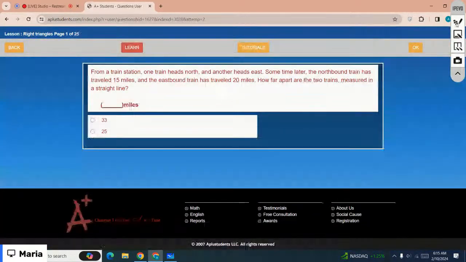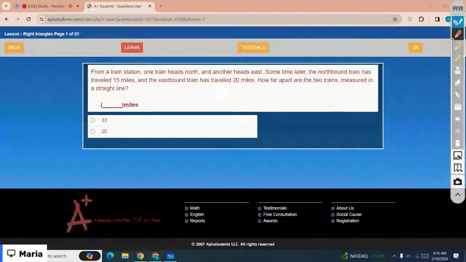From a train station, one heads north and the other heads east. Sometime later, the northbound train has traveled 15 miles and the eastbound train has traveled 20 miles. How far apart are the two trains measured in a straight line? So one of the trains covers 20 miles and the other train covers 15 miles. You have to calculate the distance. That is a right angle triangle, right? You need to find the missing side by applying the Pythagorean theorem.